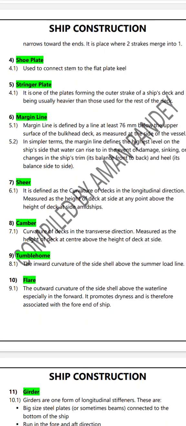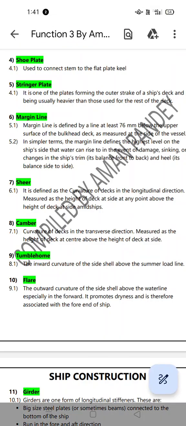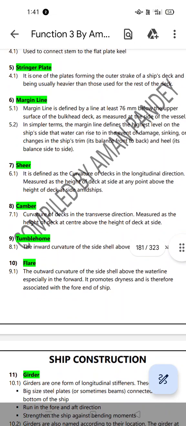Stringer plate is an outward deck structure, outward from the deck. It is one of the plates forming the outer strake of a ship's deck, and is usually heavier than those used for the rest of the deck. The outer strake is the stringer plate.